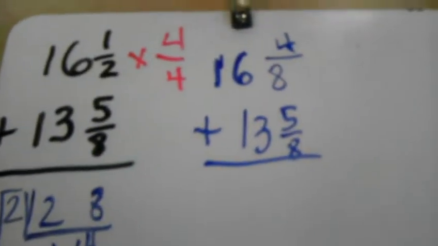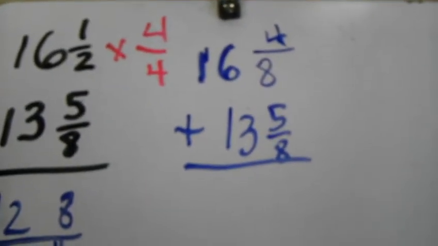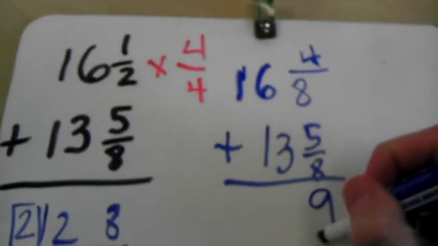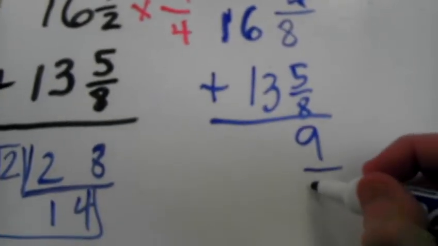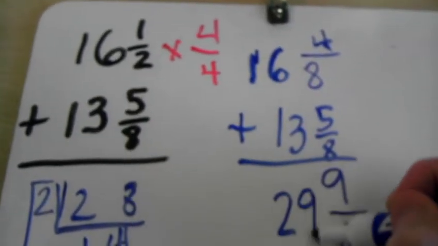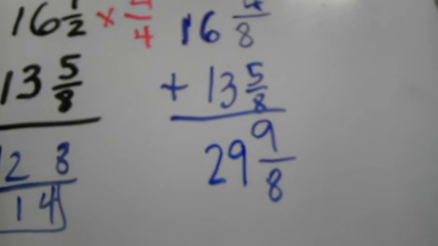All right, at this point, I have my denominators the same, so I can go ahead and add them. If I were to take 4 plus 5, I get 9. And then you really keep your denominator as 8. And then if I take 16 plus 13, I come up with 29. So I really get 29 and 9/8.